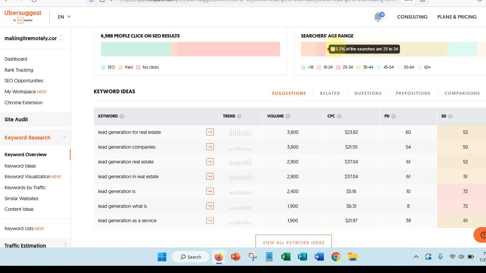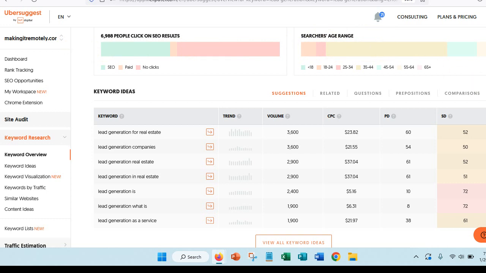But you can get your searcher's age range, and you can also correlate that to your data from Google Analytics that will also tell you the age range of the people in your audience, people who are visiting your site. So this is good information to have.